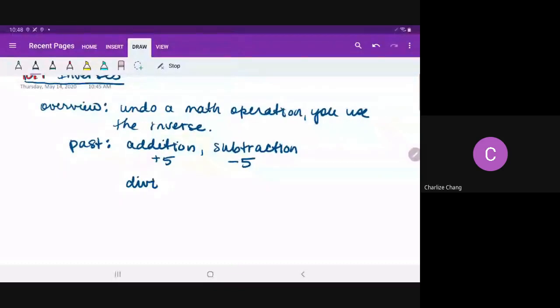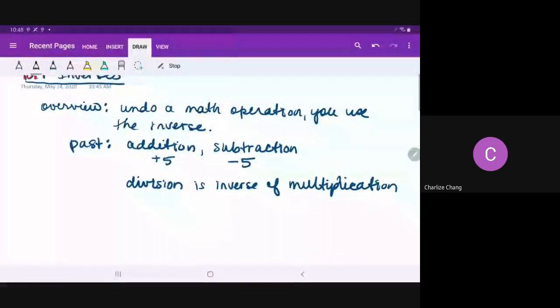Division is the inverse of multiplication. So if you're multiplying something or dividing something, and you want to do the opposite math operation, division and multiplication are inverses. So if you divided something by 2, if you want to get back to the original number, you would multiply by 2.